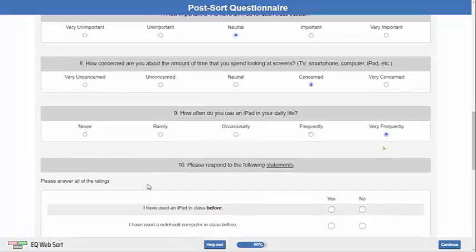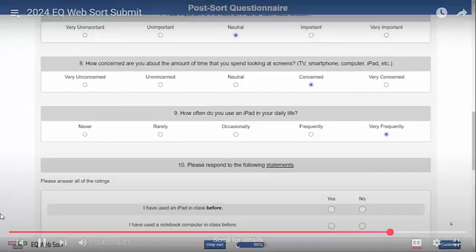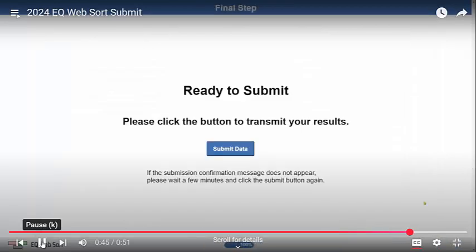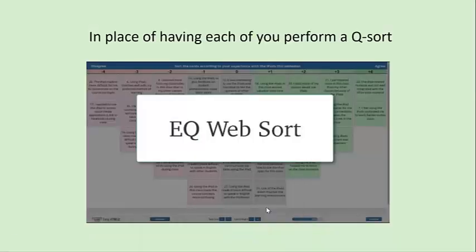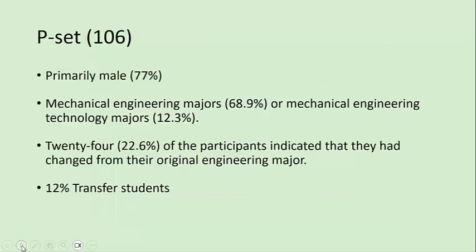And Sean has them ask questions. He asks them questions about their iPad use. And then it's done, and you hit submit, and it goes into an online database. So that's basically how it works online. There are some in the land of Q who aren't thrilled about online web sorting, I personally love it.